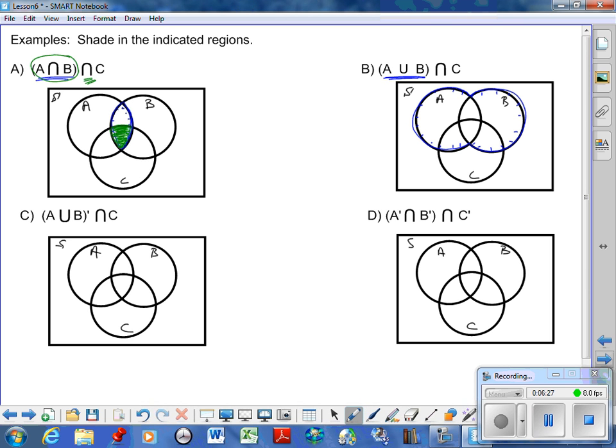Now I'm going to take my answer, A union B, and find where it intersects with C. If I was to color in A and B, where would it intersect with C? I would find that this region right here would be blue, and it would overlap with my green. So this would be my answer right here. I'm looking for that overlap, just like that. And there's the answer to B.